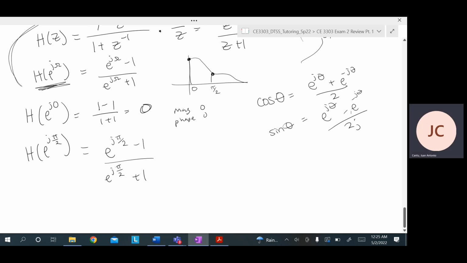Okay, so one thing we could do is let's try the way I had originally said. Let's just try to put rectangular coordinates. So e to the j pi halves is simply j. So j minus 1 over j plus 1.